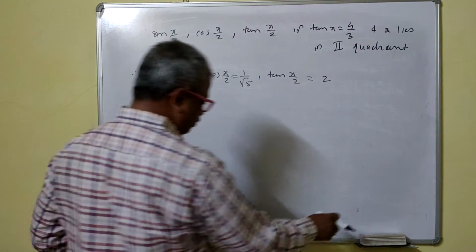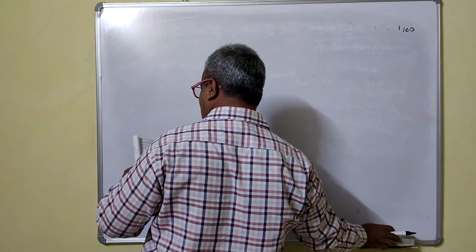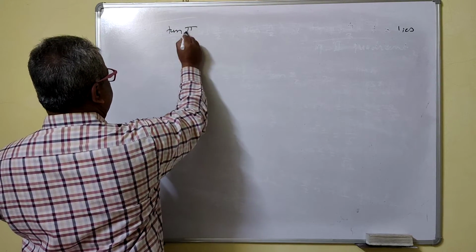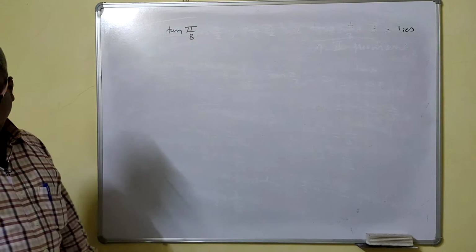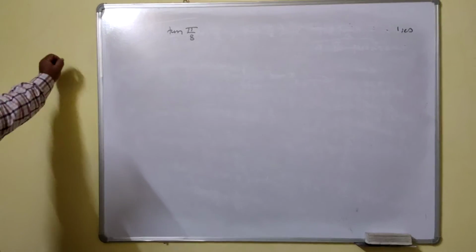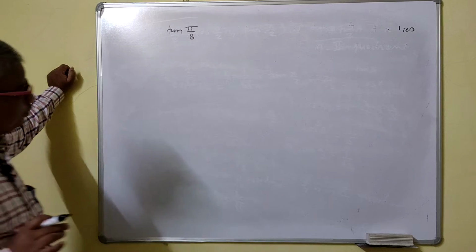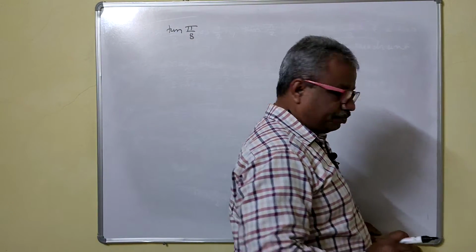Find the value of tan pi by 8. Find the value of tan pi by 8. So you want the value of tan pi by 8, right? But tan pi by 4 is known to you, right? So how we can find the tan pi by 8? How we can convert in terms of pi by 8 now?